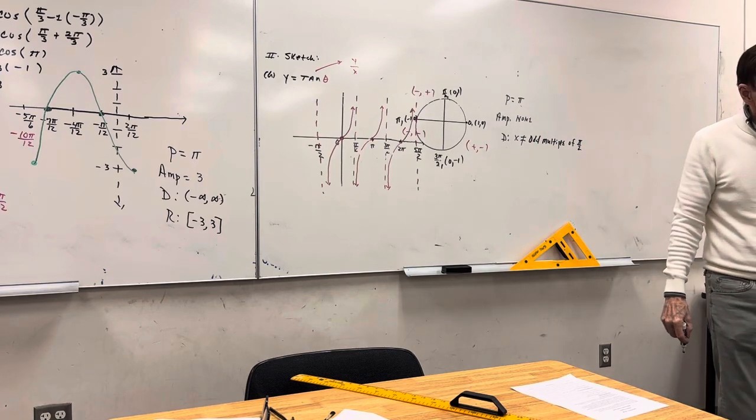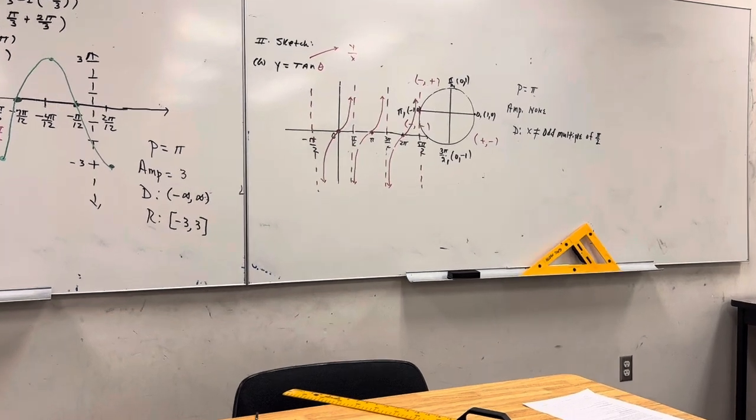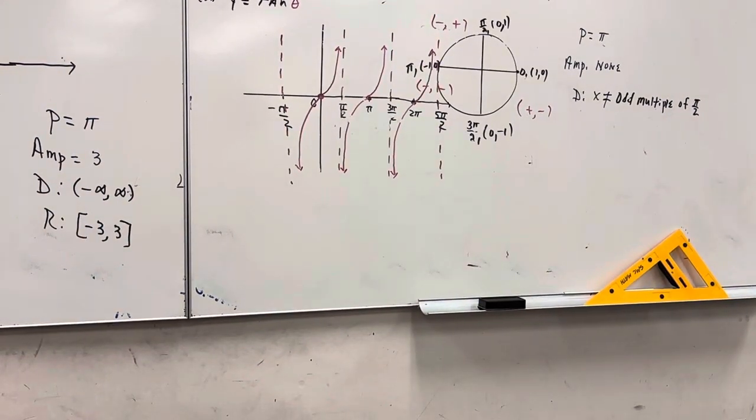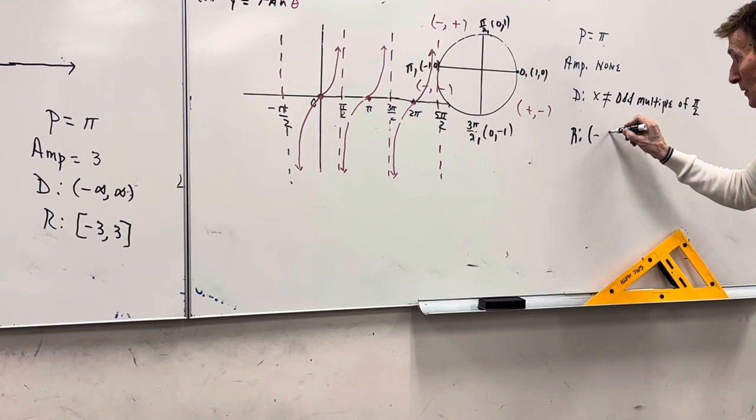Now, Jacob is doing what I should be doing here soon. He said, Professor, I tried to come up with a formula that would tell you where those asymptotes are without saying odd multiples of pi over 2. He just wants to try to come up with a formula, so hang on to that, Jacob. Okay, domain, guys, range. Range is easy. All real numbers.